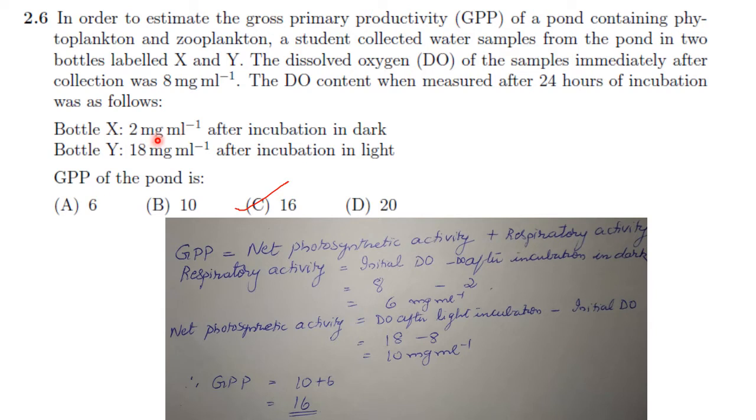So bottle X is having less dissolved oxygen when incubated under dark conditions. And for bottle Y, there was an increase in the dissolved oxygen because photosynthesis is taking place in the presence of light, producing oxygen. So the dissolved oxygen of bottle Y is more after incubation for 24 hours in the light.